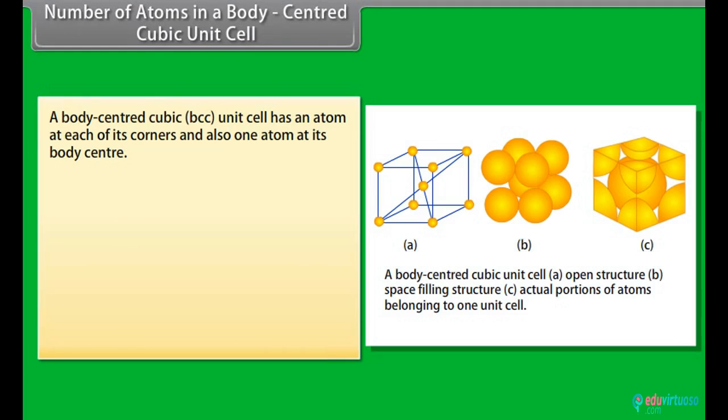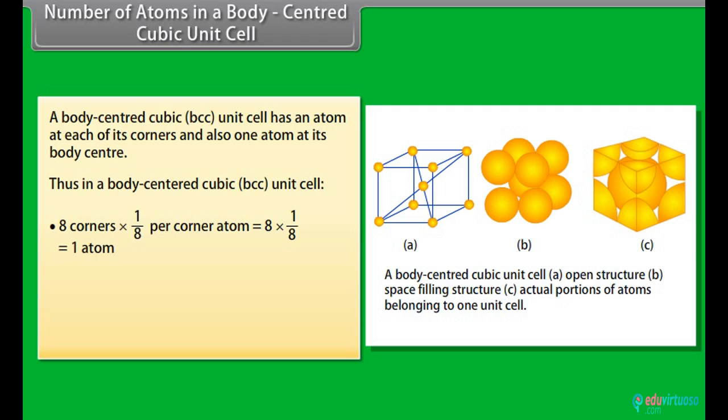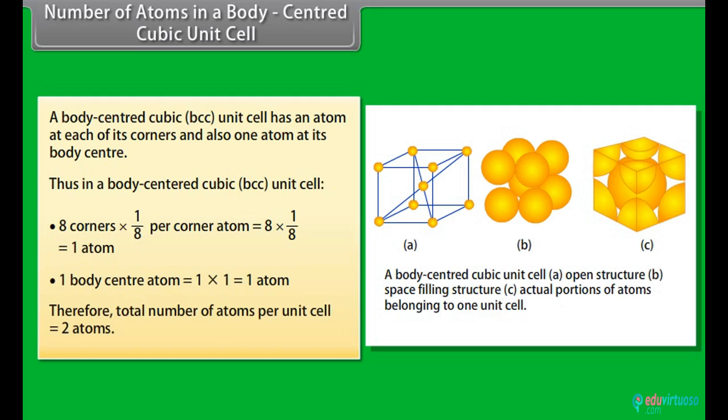Number of atoms in a body-centered cubic unit cell. A body-centered cubic BCC unit cell has an atom at each of its corners and also 1 atom at its body center. Thus, in a BCC unit cell, 8 corners into 1 upon 8 per corner atom is equal to 1 atom. 1 body center atom is equal to 1 into 1 equals 1 atom. Therefore, total number of atoms per unit cell is equal to 2 atoms.